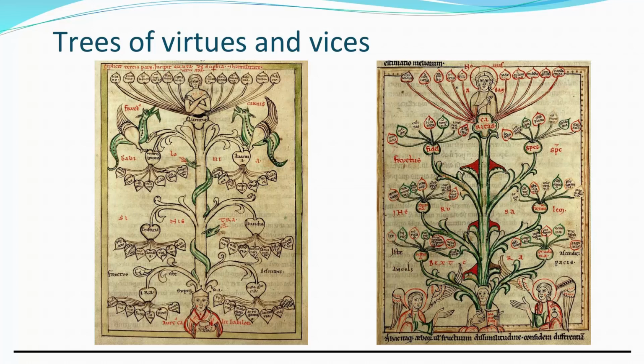Just to prove that we can go back in history, these are from two illustrations that would have been shown to people during the 1200s. The one on the left, I don't read Latin, but that's supposedly vices. The one on the right is virtues. You notice that the branches on the left-hand side are facing down because the vices are bad, and the ones on the right are facing up because the virtues are good. So this has been used as a way to organize and think about the data.